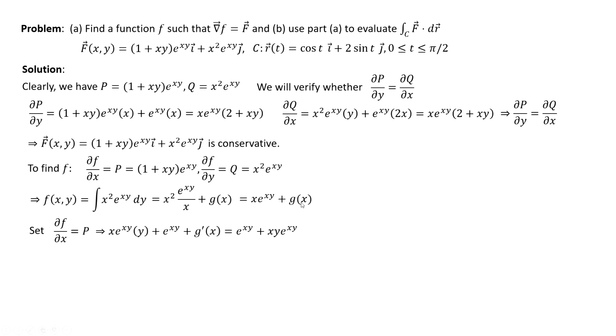And the derivative of g of x is g prime of x, and let's set that equal to P. P happens to be, I think here I distributed it and said e to the xy plus xy e to the xy. And like before, e to the xy and e to the xy cancel, xy e to the xy and xy e to the xy cancel, and we end up with g prime of x being 0, which means g of x is equal to some constant k. And so f is x e to the xy plus this constant k.